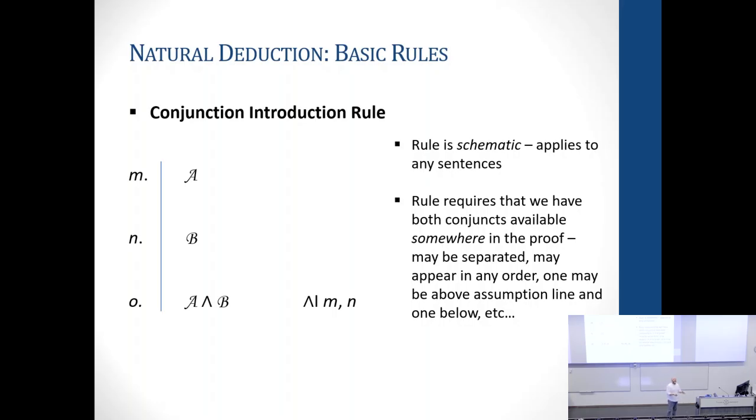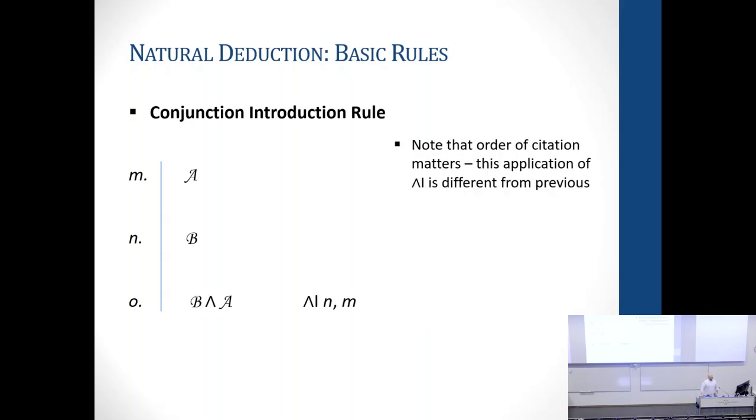Also note that these are in my sexy squash font. So A and B could be as simple or as complex as we want. They could be atoms. They could be really, really, really long sentences. Doesn't matter. If you have both, you can build their conjunction. Cool on the first one.